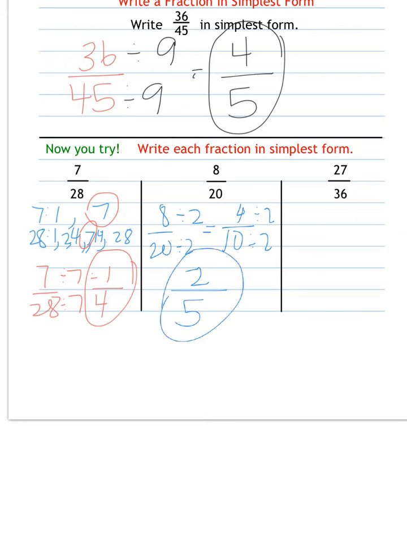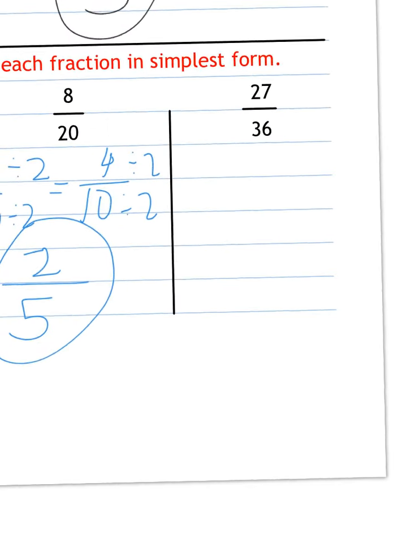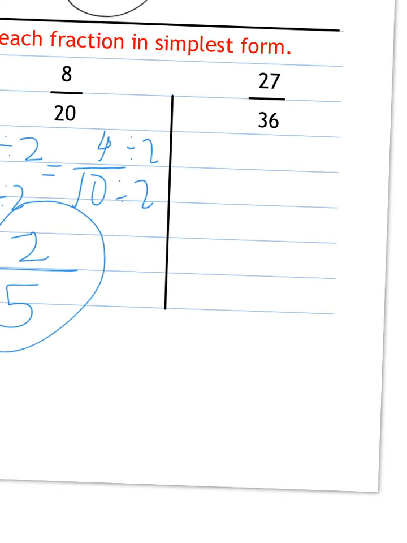And our last one, 27/36. For this one I look at it and I don't necessarily know right off the top of my head what goes into it, so I'm going to list my factors for this one. 1 and 27. Next would be 3 and 9. I think those are our factors for that.